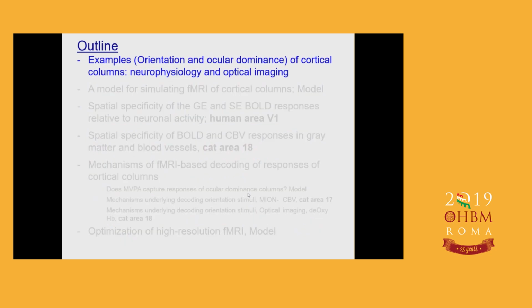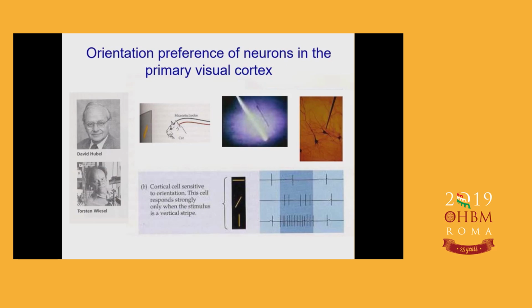So I'll start with examples of cortical columns in neurophysiology and optical imaging. Neurons in the visual cortex, in area V1 but not only in area V1, show preference to specific orientation of bars. Hubel and Wiesel, awardees of the Nobel Prize, performed experiments in cats and monkeys. They presented bars of light, oriented bars, and moved them back and forth while recording neurophysiology.